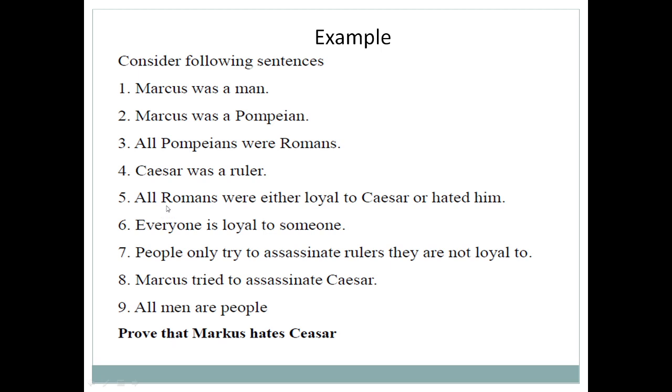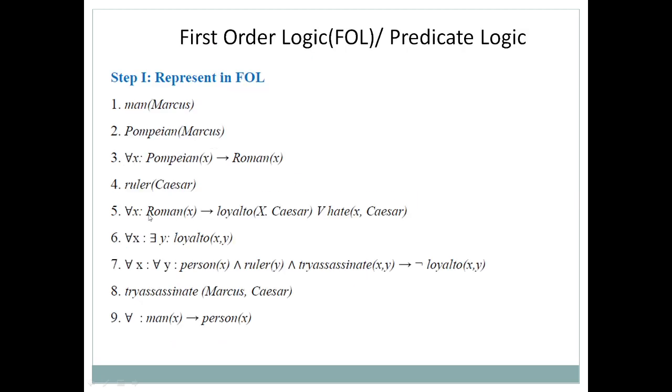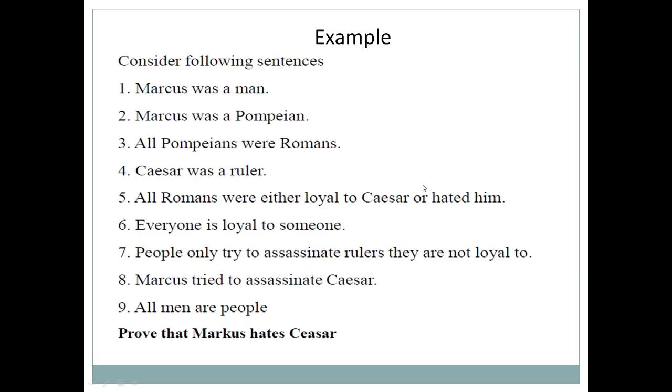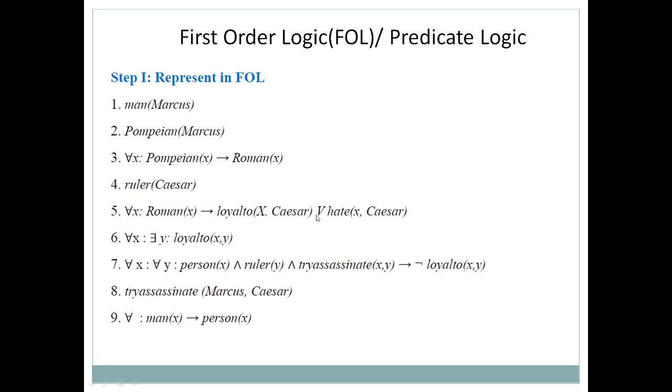So x will represent the Roman. We are talking about Romans. All Romans were either loyal to Caesar or hated him. That's why we have written the statement like this: for all x, if x is a Roman, then x is loyal to Caesar or x hates Caesar. In this case we are using implication, and we are also using or, because in this statement we have used the or. That's why we also use disjunction as a connective over here.